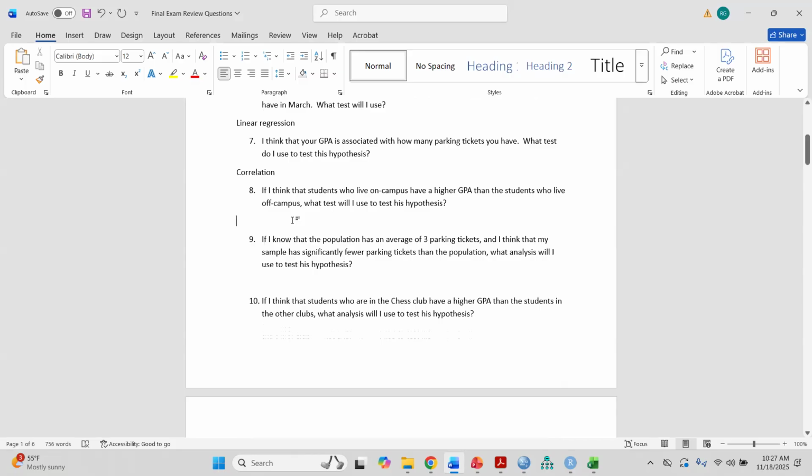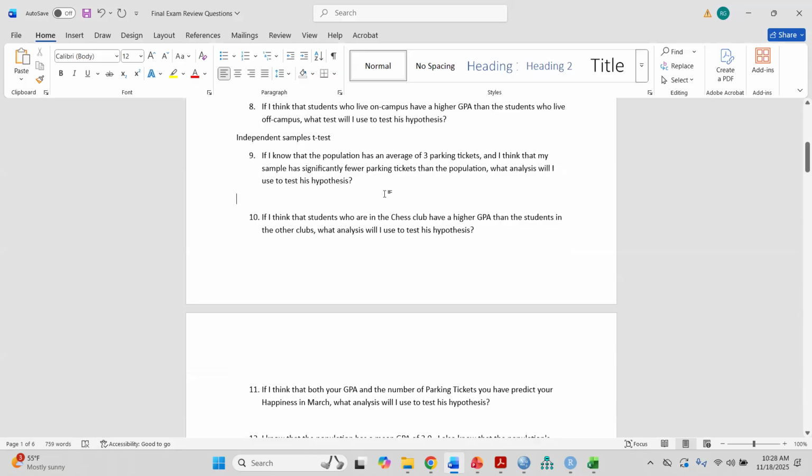If I think that students who live on campus have a higher GPA than students who live off campus, what test am I going to use? Well, you got 2 different categories of people, and they're different groups, right? You can't live on campus and off campus, I don't think. So you either live on campus or you live off campus. So that means there's 2 different groups of people, and we're comparing an average GPA basically. So this is going to be an independent samples t-test for sure.